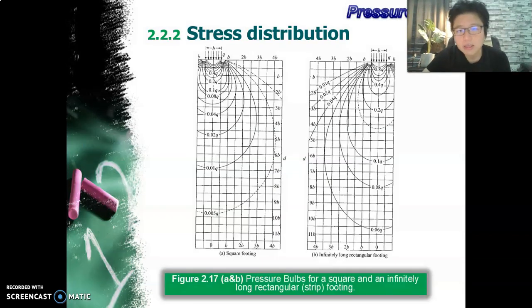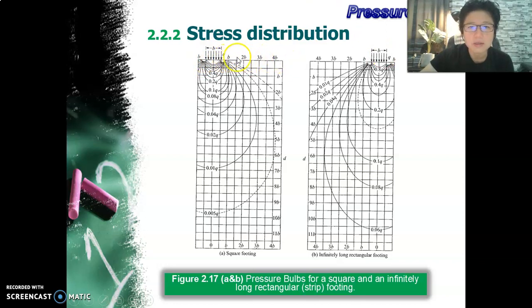Right. And the next method that we are looking at is the pressure bulb method. Again, it has been simplified for you into a chart. As you can see here, this is for the square footing, this is for the strip footing. Just take a look at the square footing. This is a foundation here with the breadth of B. We are not interested to know the length of it because it's square, right? Similarly, if we are talking about strip footing, we are not interested in the length because it's super long, right? So what we have here is that this is the location of the footing.